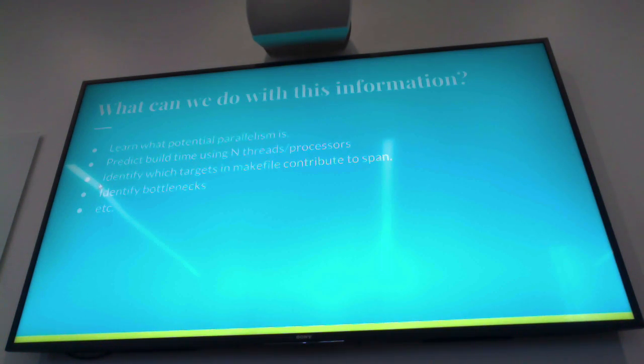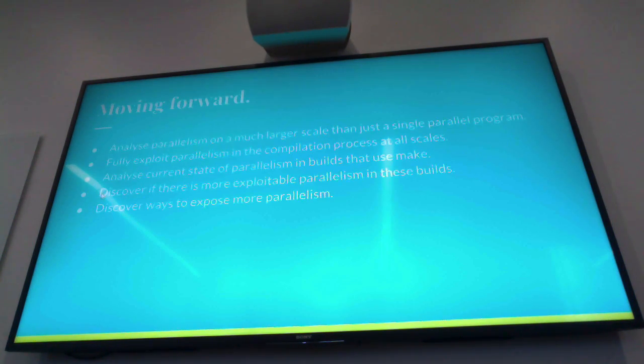We could also identify which targets in the make contribute to span, which is the length of time it will at least take to build your project using infinitely many cores. So we could identify those targets and suggest to the developer, you might want to go look at these and see if you can rearrange your dependencies to make things run more in parallel. And I think that would also be the definition of a bottleneck. So this is some of the stuff we could do with this information, which is similar to what previous projects have done for normal parallel programs: suggest this to the developer.